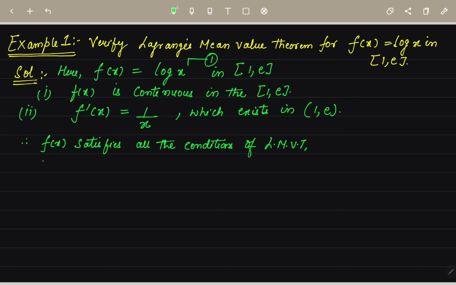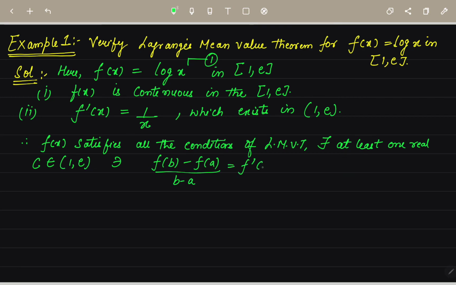So then there exists at least one real number c which belongs to this open interval 1 and e such that f of b minus f of a divided by b minus a is equal to f dash c. Or I can write, here b is e, so f of e minus f of 1 divided by e minus 1 is equal to f dash c. So basically I have to find the value of c here.